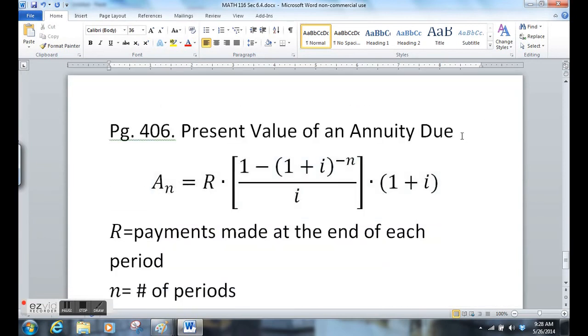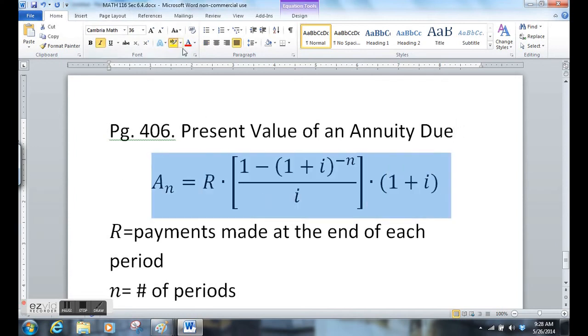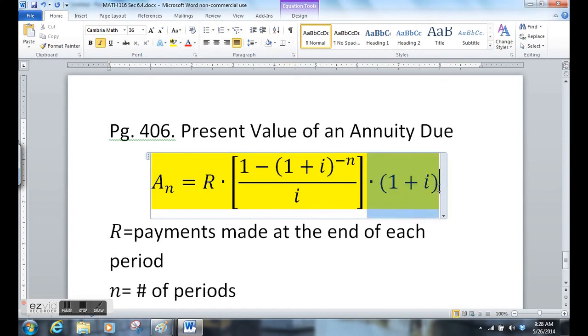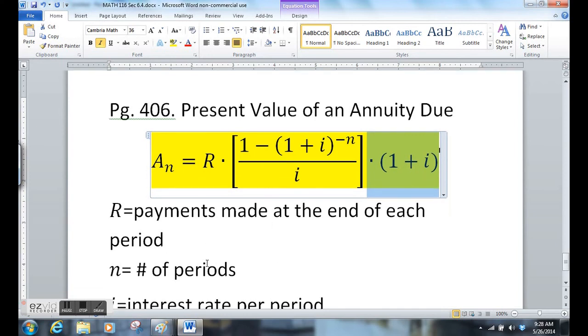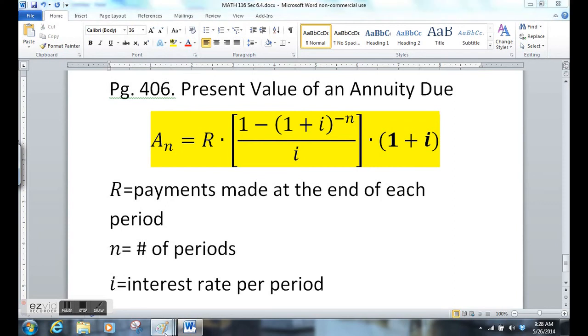So here's the new formula. Present value, because that's the money you need at the beginning of all of this, of an annuity due is right here. It's the same formula. The only difference is we have this piece here that represents the additional month because you're paying at the beginning of the month, so you have one extra payment. So again, R are the payments, N is the number of periods, and I is the interest rate.